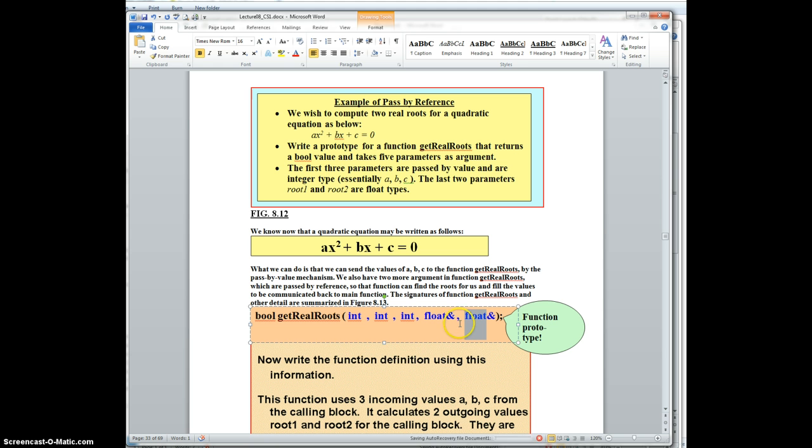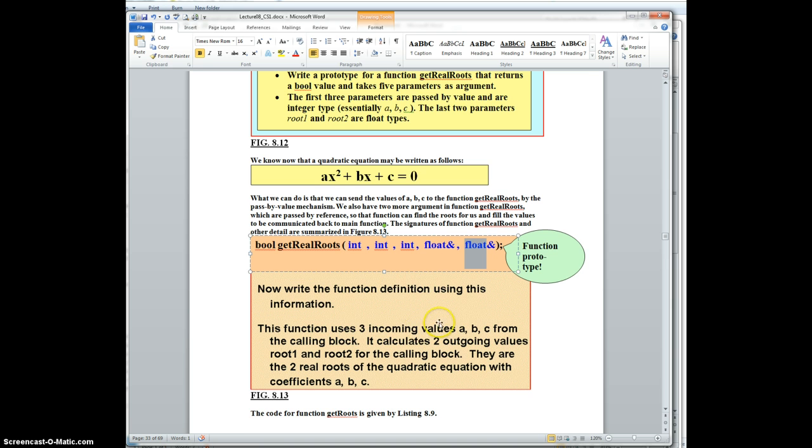And in that case, we'll just return a false actually. Okay. So the function takes 3 incoming values a, b, c from the calling block, and it calculates 2 outgoing values, root 1 and root 2, for the calling block. These are the 2 real roots of the quadratic equation that has coefficient values a, b, and c.